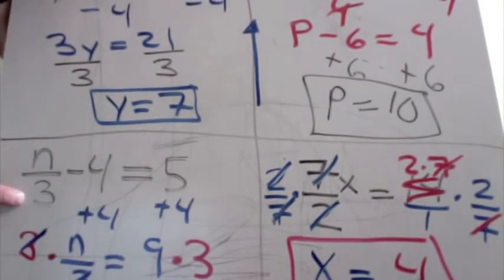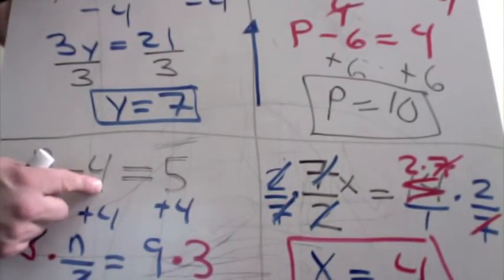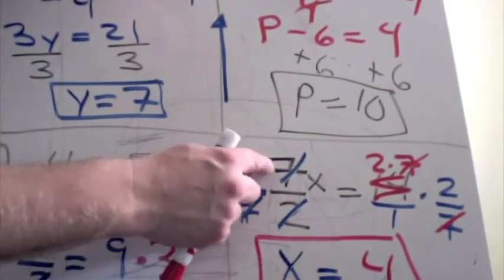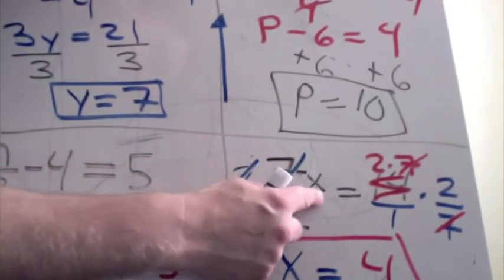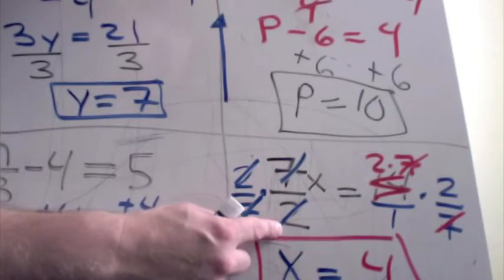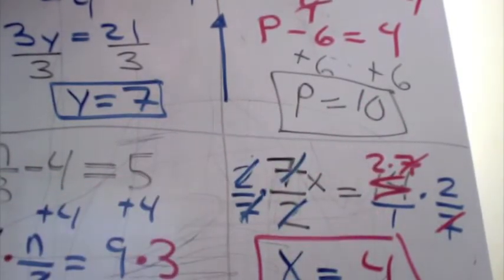And I can check all the answers on everything else, which we'll do. Here, 27 divided by 3 is 9. 9 minus 4 is 5. Over here, 7 times 4 is 28. 28 divided by 2 is 14. So everything works.